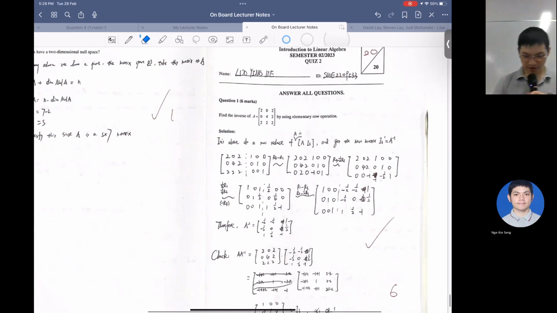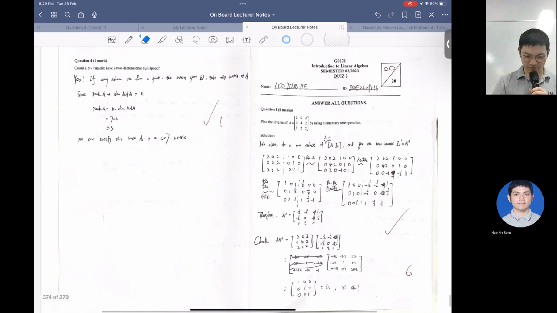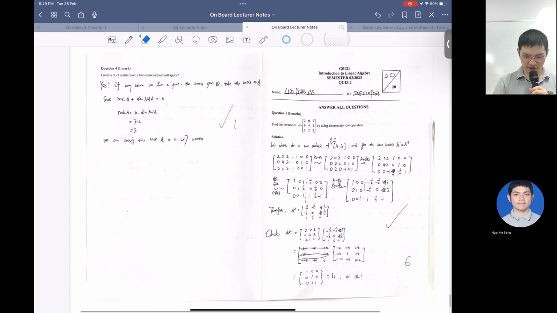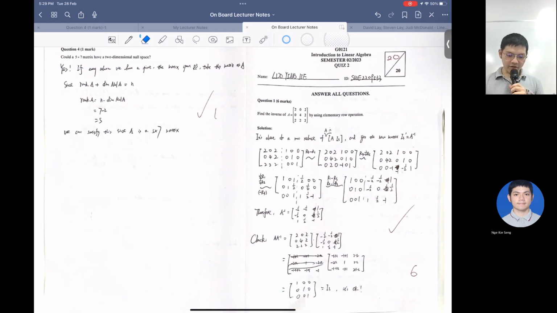Okay, let's start discussing. So we got the solution here again. Okay, so first question is finding inverse. So I remind you tomorrow there is still a question on finding inverse. So make sure you know.